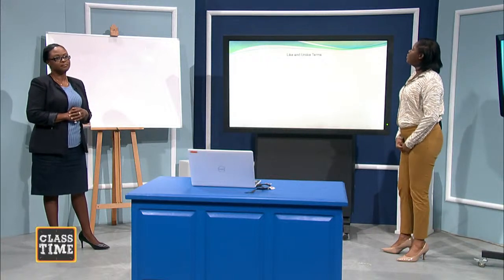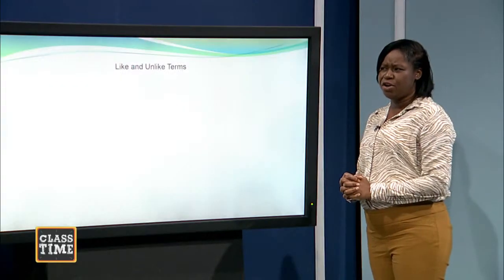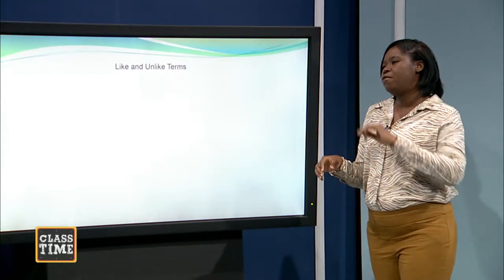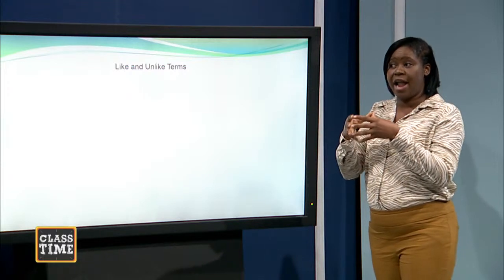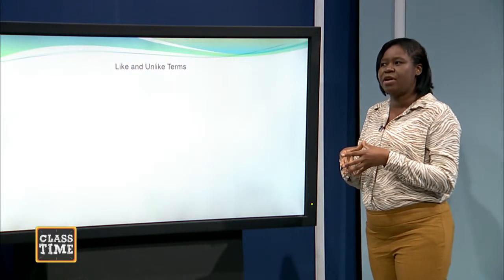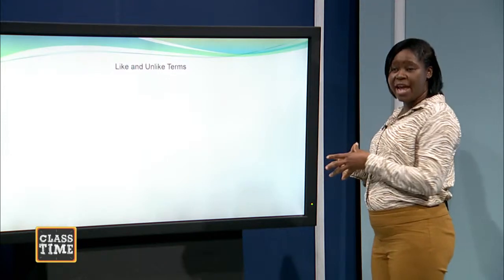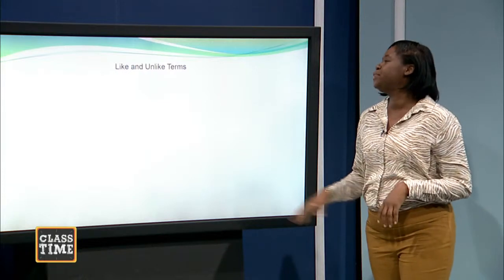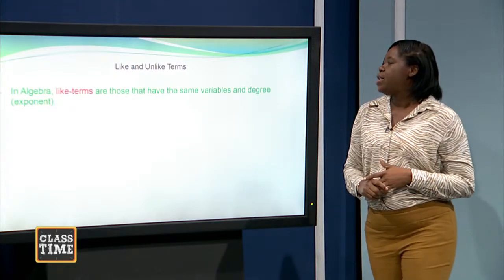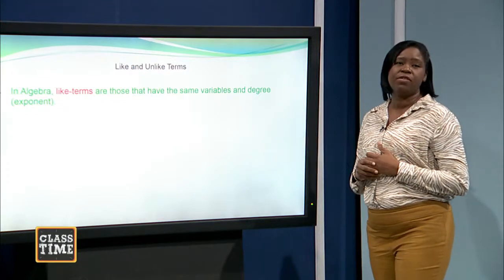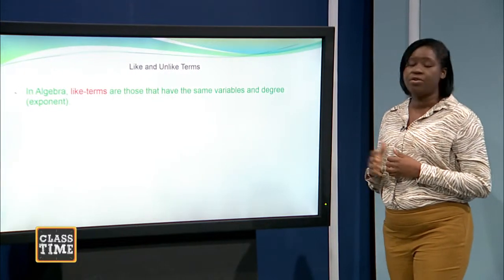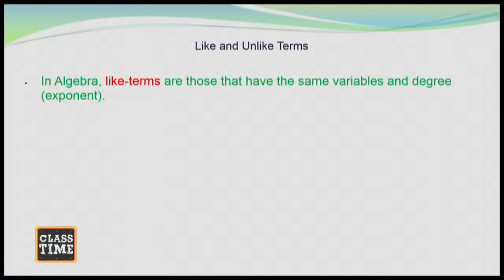Okay. So now we're going to look at like and unlike terms. Just as in the previous example, we spoke of grouping the apples together because they were alike, and the bananas together because they were alike. Just the same in algebra, we have like and unlike terms. Those that are like terms are those that have the same variables and degree. And when we talk about degree, we're talking about the exponent or the power. And this is what it would look like.